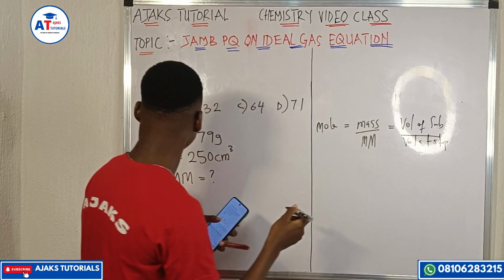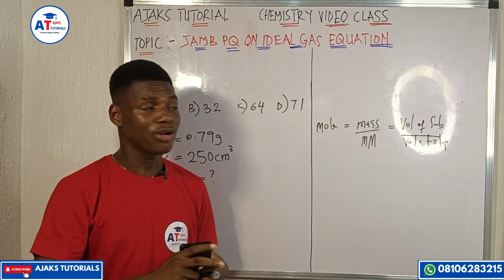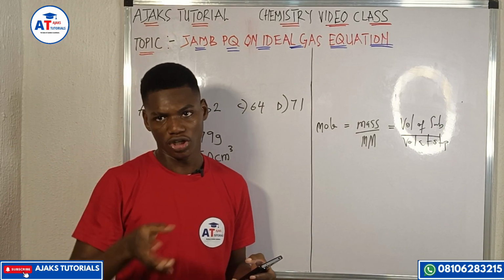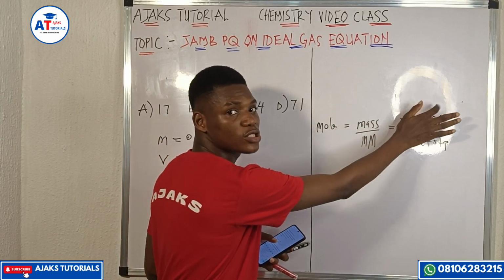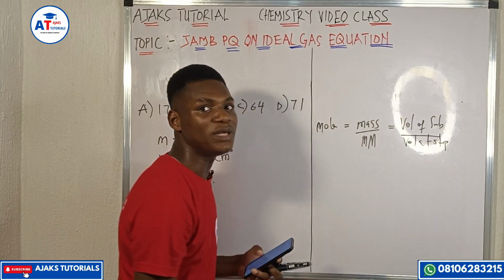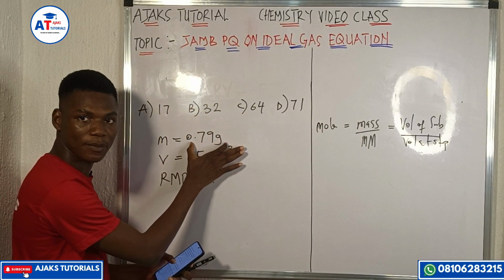Now, I don't want to push further because this is what we know. This is what we need. I can actually write more formulas for you, but that'll be another video. Just check my page. Now, mass over molar mass, volume of a substance over what? Volume at STP. Now, what is the mass of this substance? 0.79. Are you getting me?